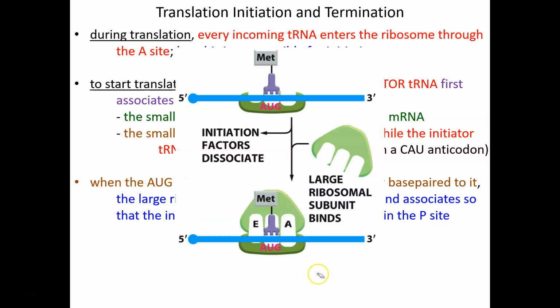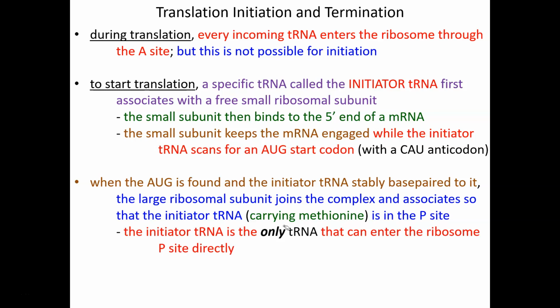The next tRNA will come into the A site. It'll be an aminoacyl tRNA. A peptide bond will form between the methionine and the amino acid carried by that tRNA. That will make that tRNA a peptidyl tRNA because it has more than one amino acid on it, which will drive translocation, and so on. So again, the initiator tRNA is the only tRNA that can enter the ribosome at the P site directly with a single amino acid, and it's also the only tRNA that can recognize a start codon to initiate translation.